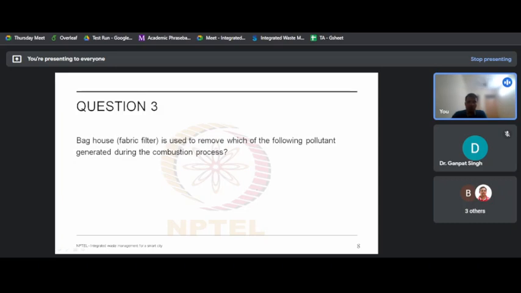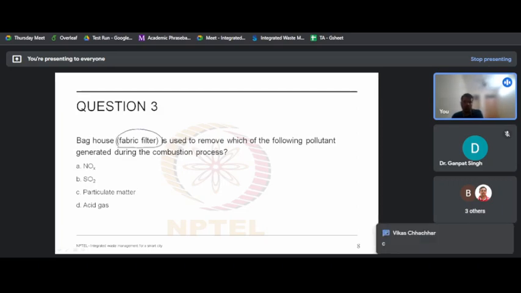So baghouse fabric filter is used to remove which of the following pollutants generated during the combustion process? Nitrous oxides, sulfur oxide, particulate matter, and acid gas. So a baghouse filter is basically a bag of microfiber cloth, and there are other kinds of cloths which are used nowadays. A simple example of where microfiber cloth is used is, I don't know how many of you use specs. The specs box will usually have a cloth along with it. That cloth is microfiber cloth.